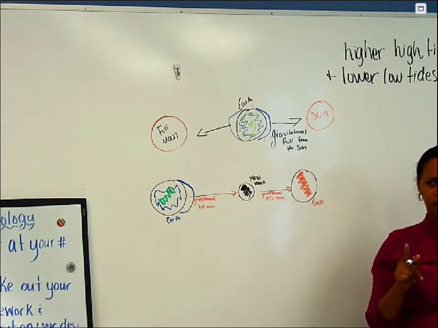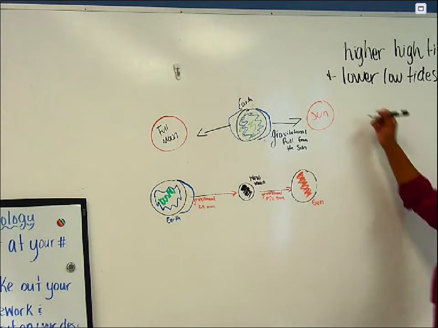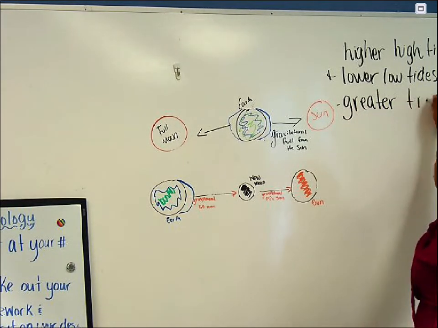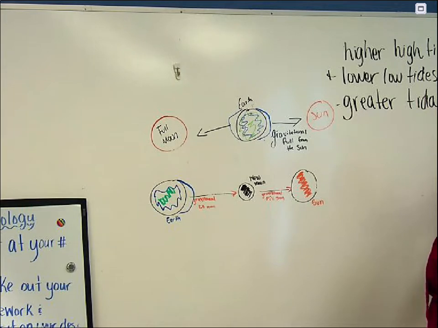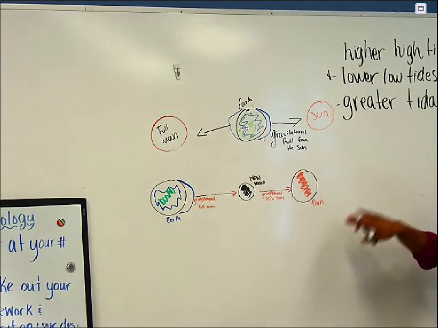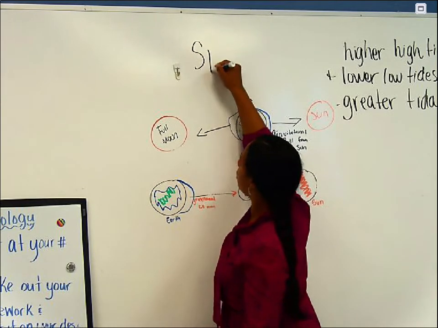Questions about that? All right, what else can we write? We have higher than high tides, lower than low tides. What else? Greater tidal range. And in your test, you wrote what a tidal range was. And we already noted the fact that they're in a line with one another. And this is our spring.